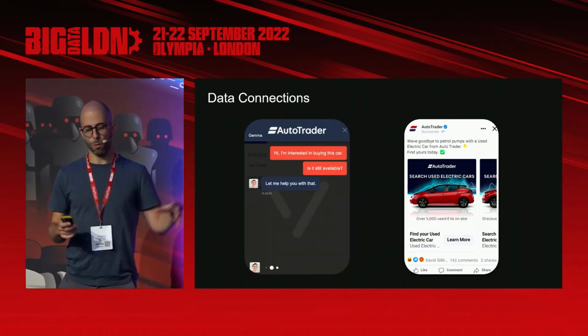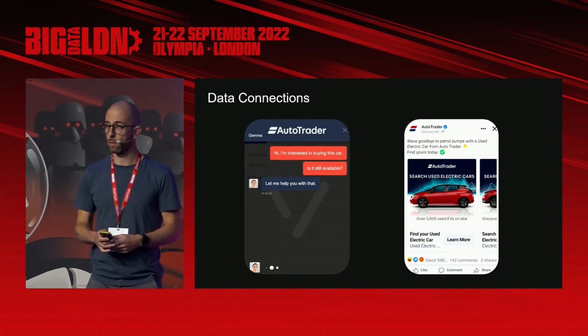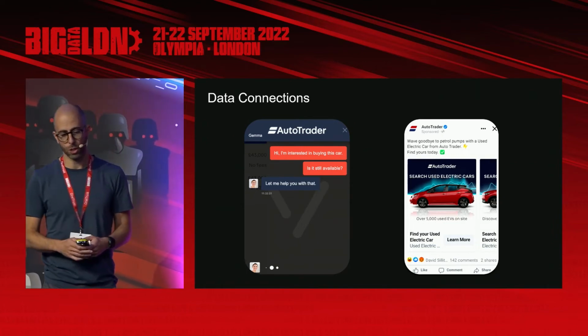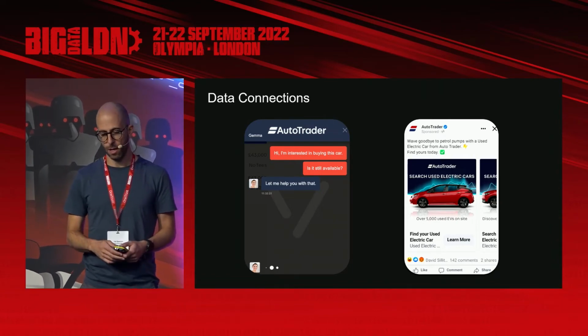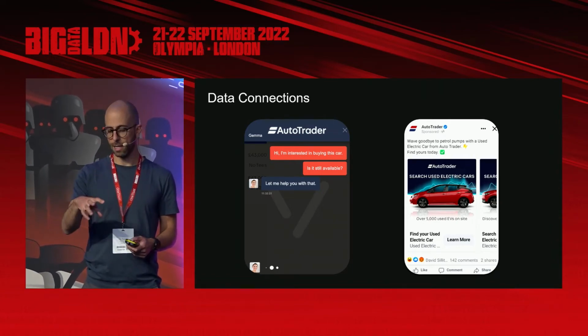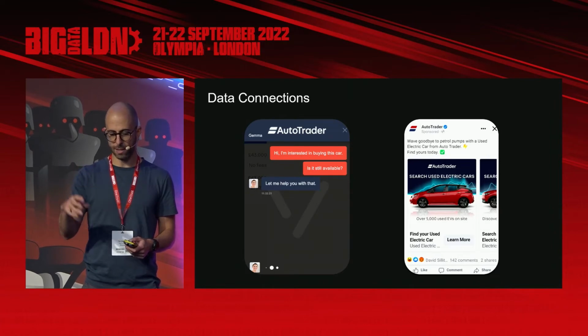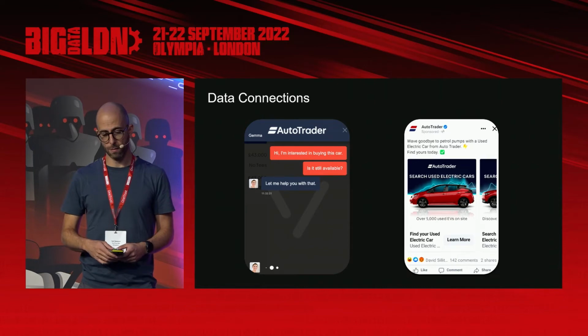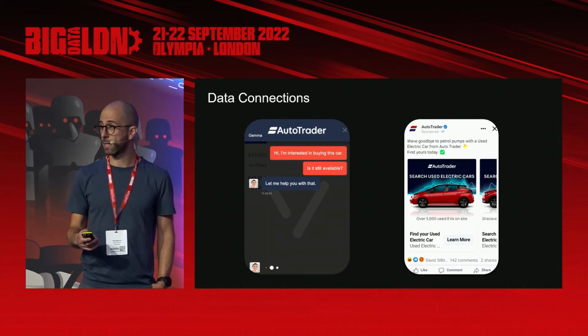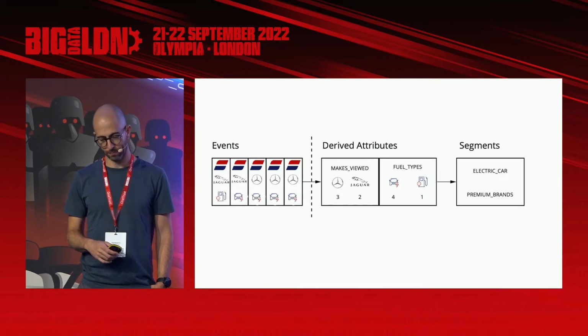So that's happening on the web, but the web is just one channel for Auto Trader. Auto Trader also engages with their customers via chat and via ads. And so the data about the ads that have been shown would be pulled from their different ad platforms via Fivetran. So all that data is being aggregated into one place.